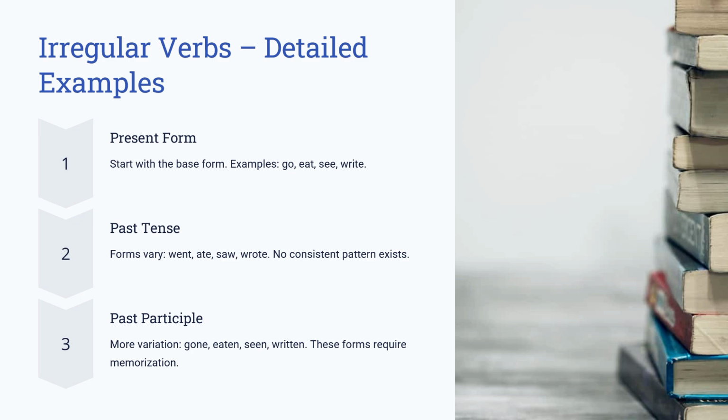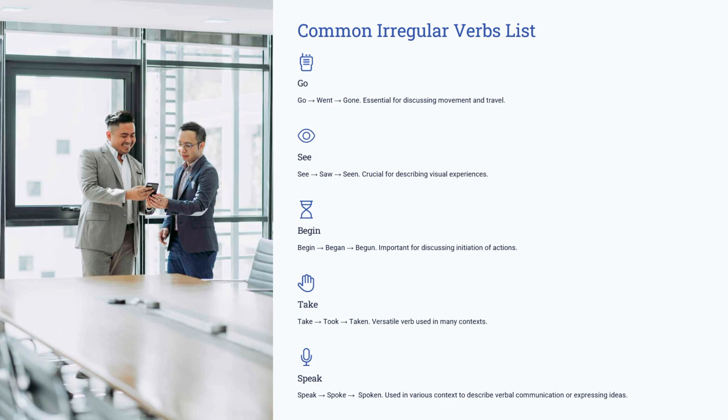Using them correctly means understanding each verb's specific form, and that's something that the IELTS examiners will pay close attention to. So now let's review some key irregular verbs that you'll need to know. These are common verbs that are used frequently in both speaking and writing English. So it's important to memorize their forms. So here are a few examples, okay?